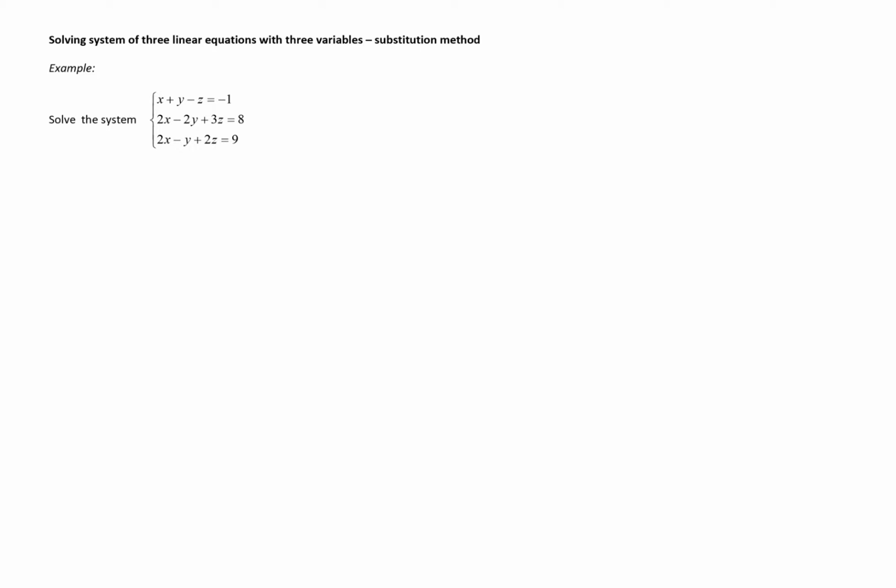We need to solve the system that consists of the equations x plus y minus z equals -1, 2x minus 2y plus 3z equals 8, and 2x minus y plus 2z equals 9. The first thing we have to do is choose an equation and the variable we want to solve for. We want to choose the equation that is easiest to solve for that variable. If you look at this system, you can see that equation 1 is easiest to solve for either x, y, or z. So let's solve it for x. We'll get x equals -1 minus y plus z.